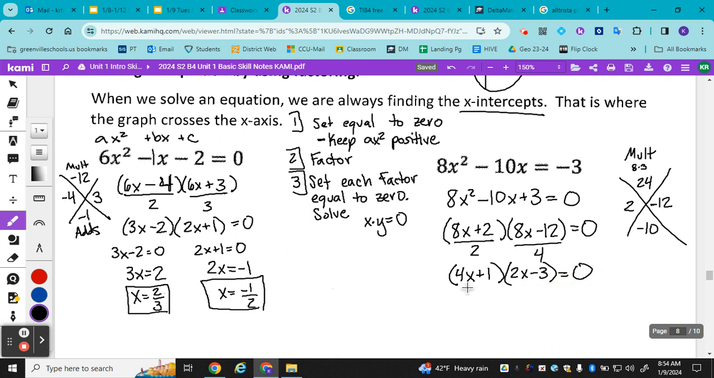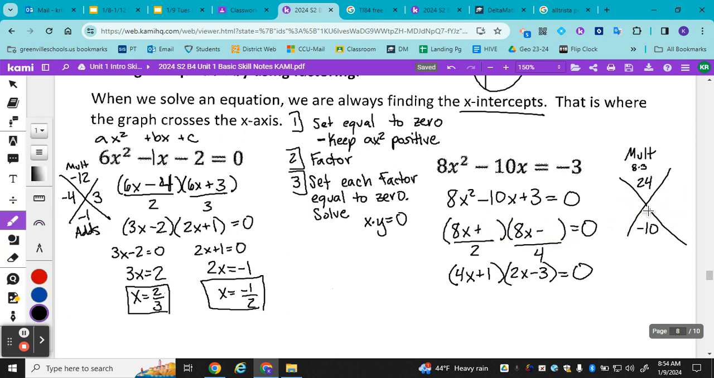Check at least the first and the last one. 4x times 2x is 8x squared. 1 times negative 3 is negative 3, so something is wrong. Because this multiplies to a negative. I chose the wrong factors. Oh, dang it. Okay, that's why we check. This is wrong. Try again.